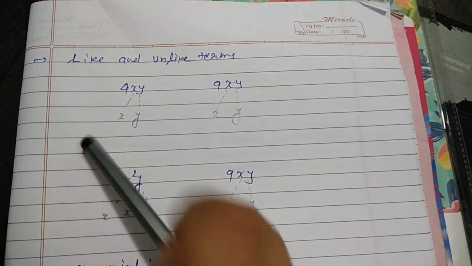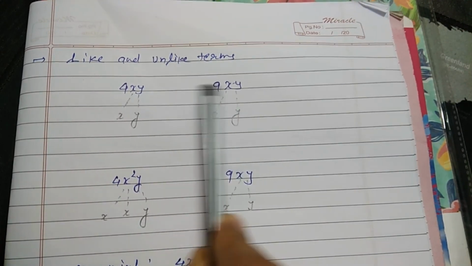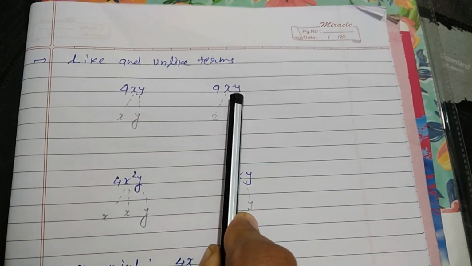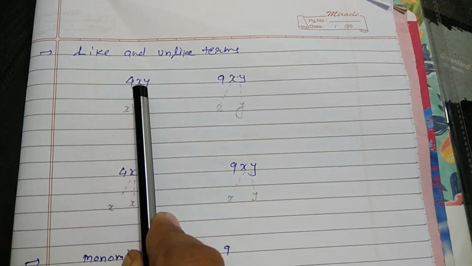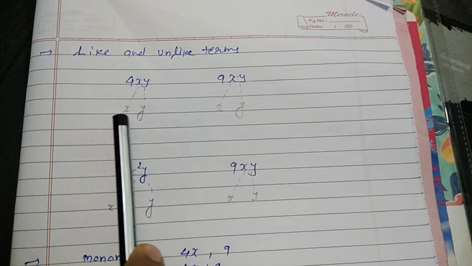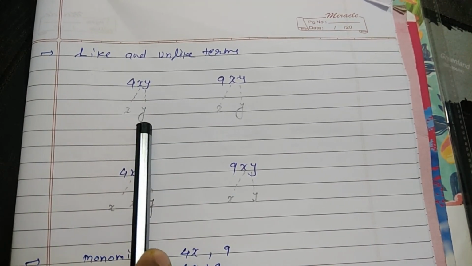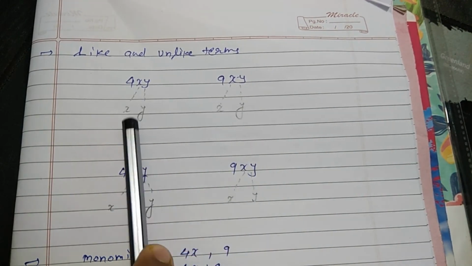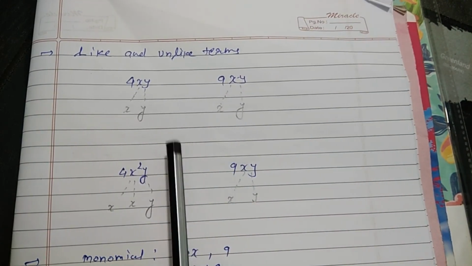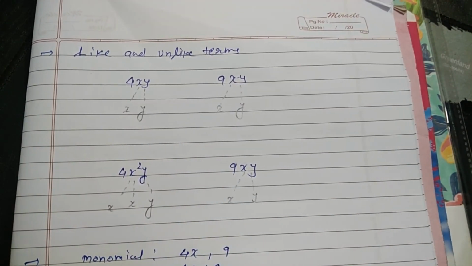Then we learned about like and unlike terms. If we take these two terms 4xy and 9xy, we have to compare their algebraic factors. In 4xy, the algebraic factors are x and y, and in 9xy, the algebraic factors are x and y. So the algebraic factors are the same in these two terms. That's why these two terms are like terms.